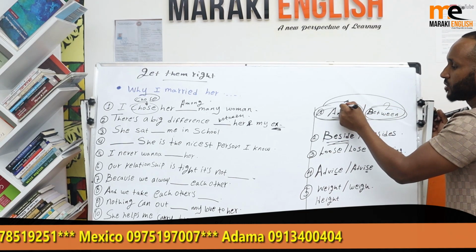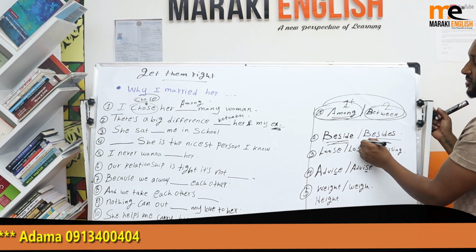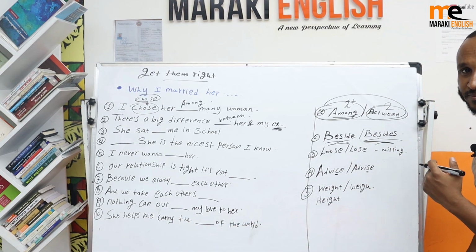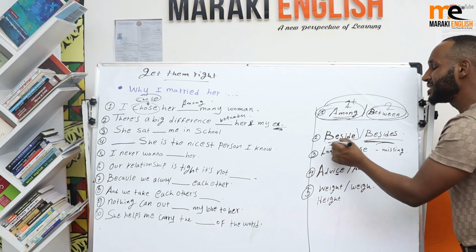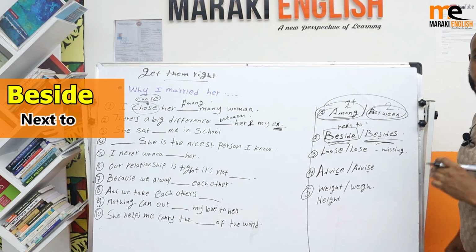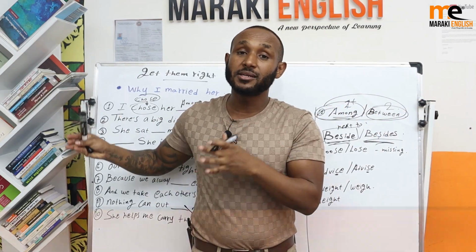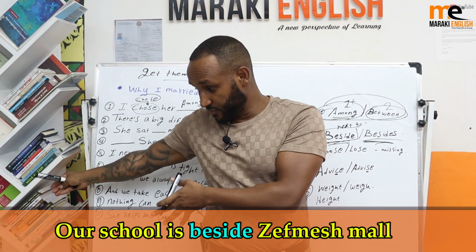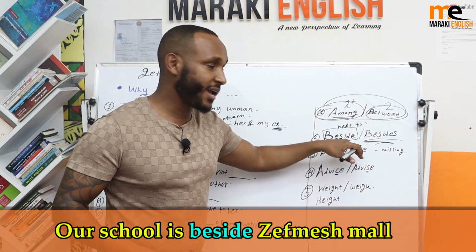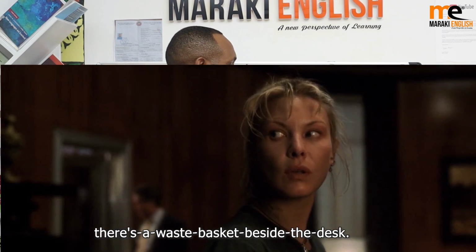Two plus. This one, beside and besides. Do you know what the difference is? Have you thought about it before? Very simple. Beside means next to. For example, our school is beside Zefmish Grand Mall. The Zefmish Grand Mall was there, and then next to it is our school. So beside means that. There's a wastebasket beside the desk.